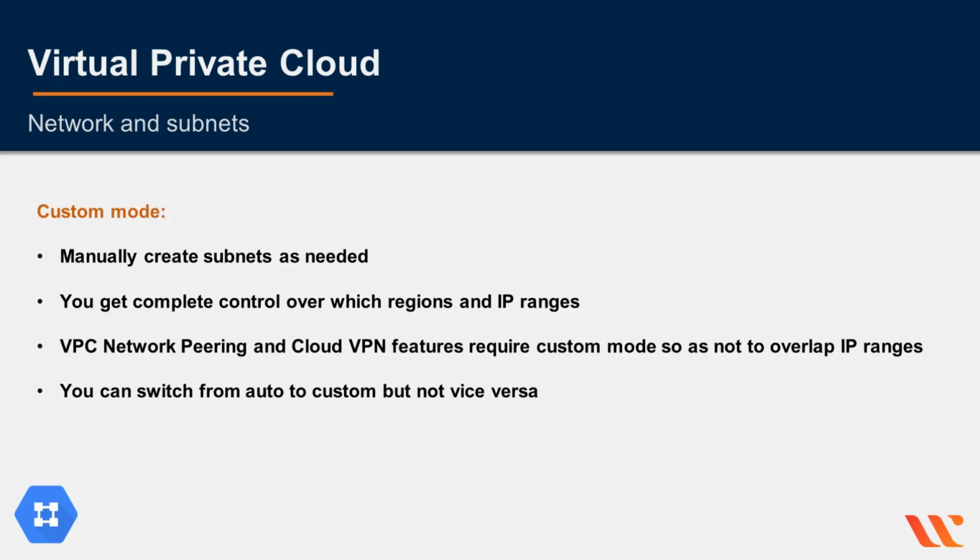In custom mode, you manually create subnets as per your need. You get complete control over which regions and IP ranges you want to use. VPC network peering and Cloud VPN features require custom mode so as not to overlap IP address ranges. You can switch from auto to custom, but not vice versa. Production networks are usually in custom mode.